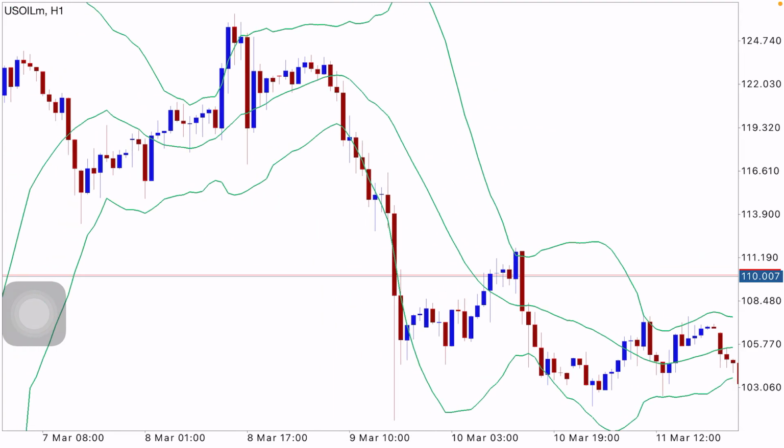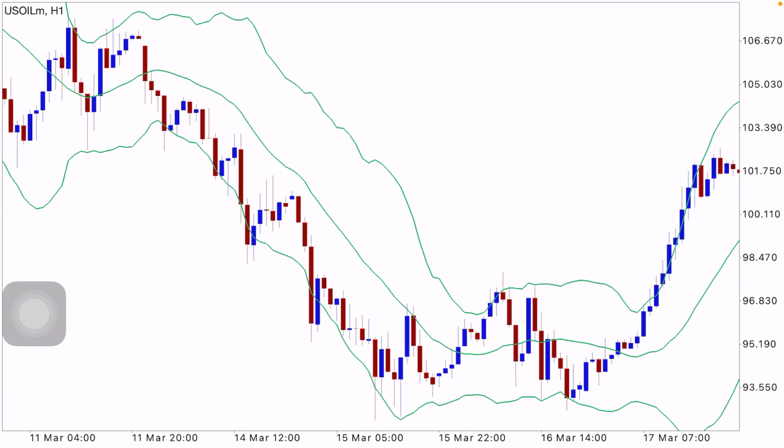So we talked about the moving average, the 7 moving average, 14 moving average, the golden cross, the 89 moving average, 200 moving average, RSI, and stochastic. I've talked about Bollinger Bands.